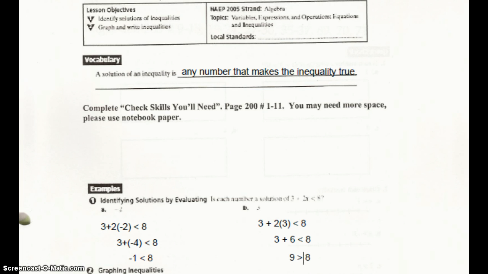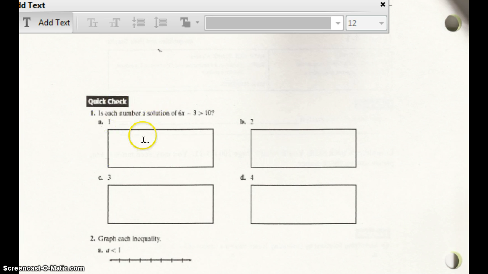So what I want you guys to do now is flip over in your packet and look here at these check problems. And maybe try these out on your own. Just pause the video and see what you get, and then we can come back and review them together. So we're going to look at, is each of the following numbers a solution to 6x minus 3 greater than 10? So first we're plugging in 1 for x.